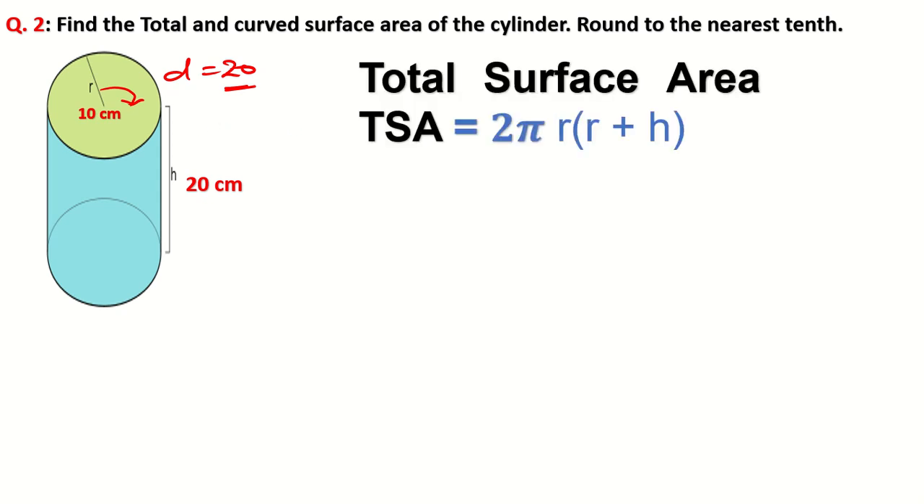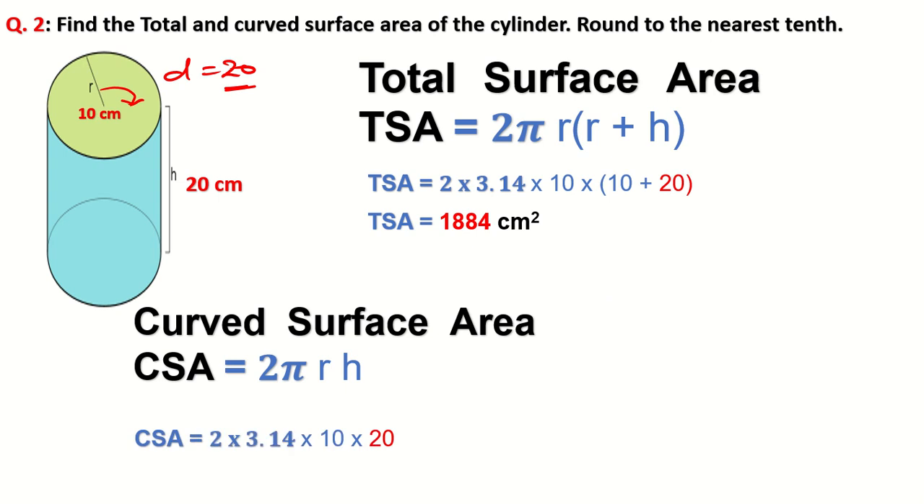So just plug in the values here. This time the radius is 10 and the height is 20. So just put in these values and you will get the answer. And the same for the curved surface area also. Like this you can solve the question. I am sure you have understood this topic. This was very easy provided you remember the formulae and you understand the question.